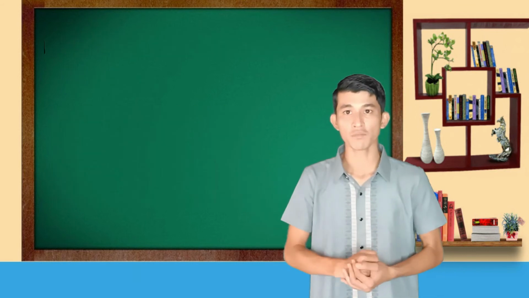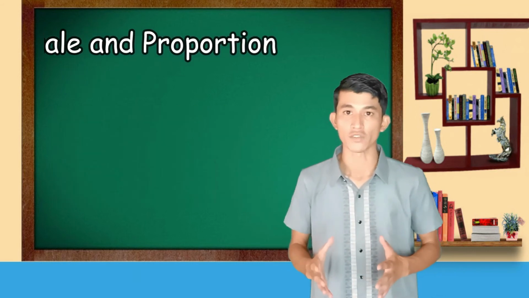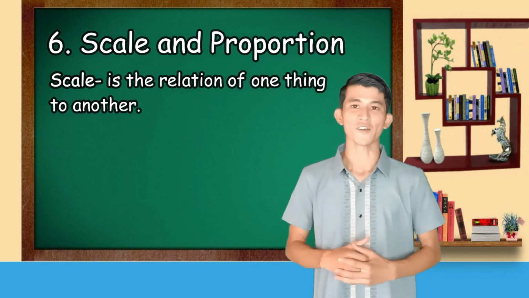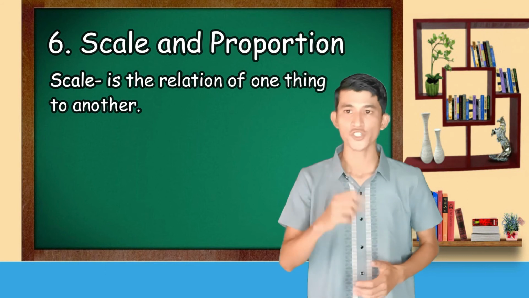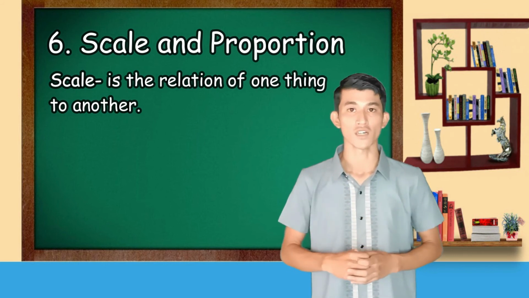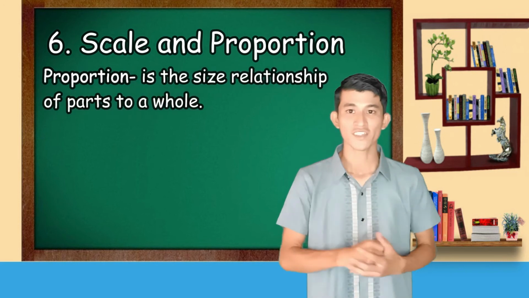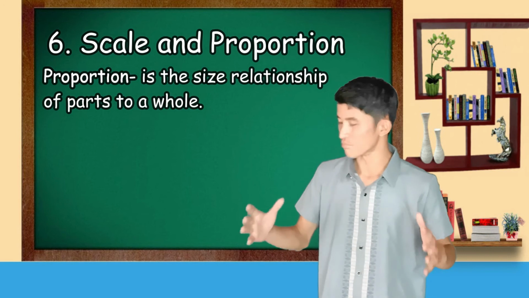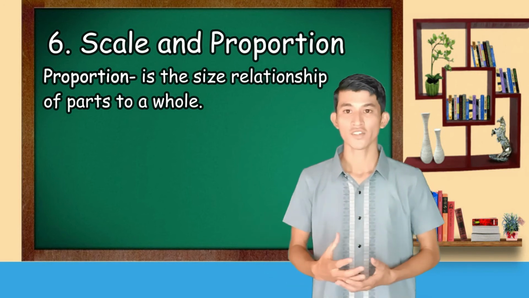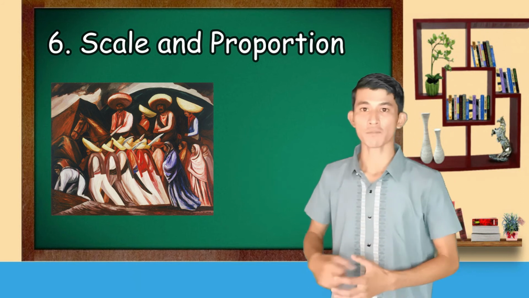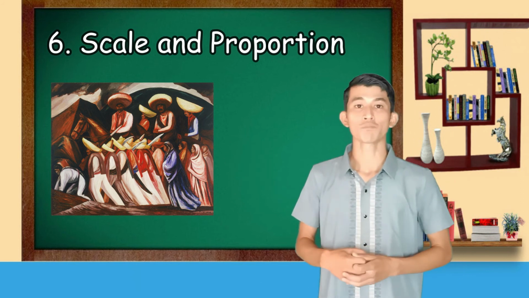The last one, we have the scale and proportion. The scale is the relation of one thing to another. It is one of the first decisions of artists to make when planning a work of art. Proportion is the size relationship of parts to a whole. So this is Zapatistas, a Jose Clemente Orozco painting.